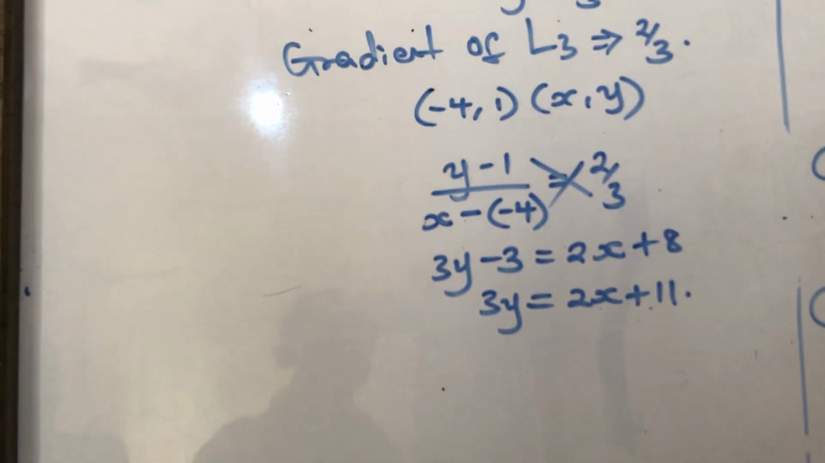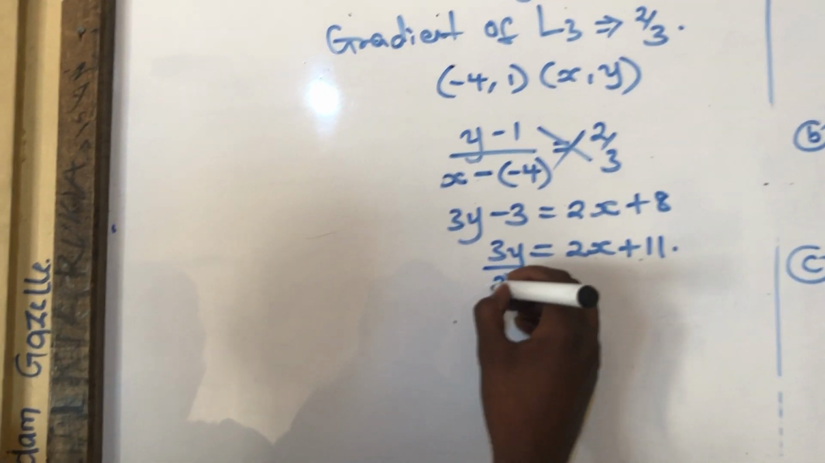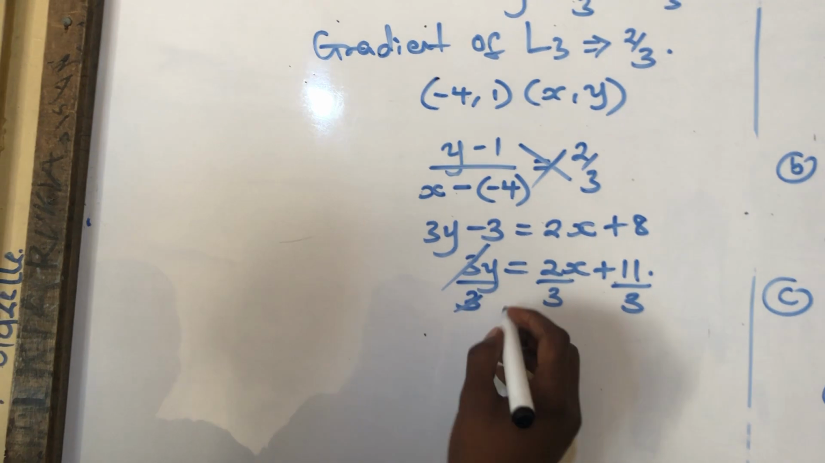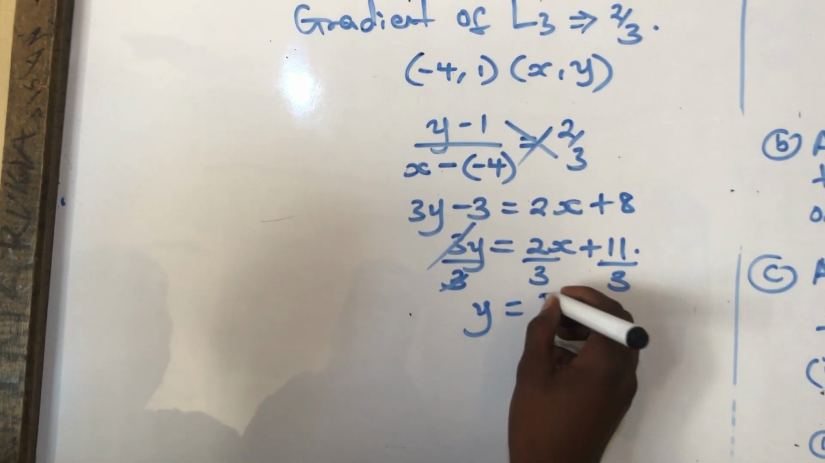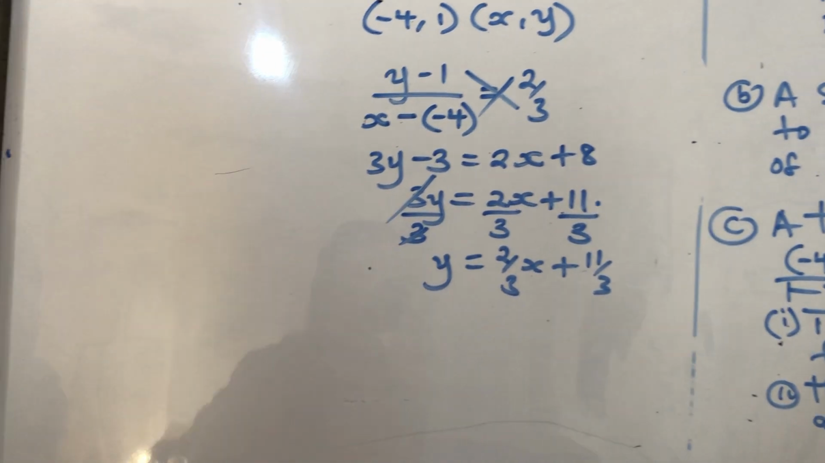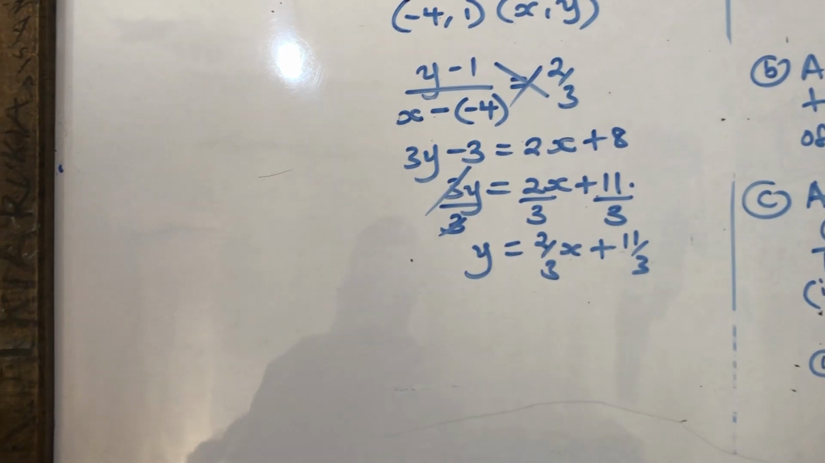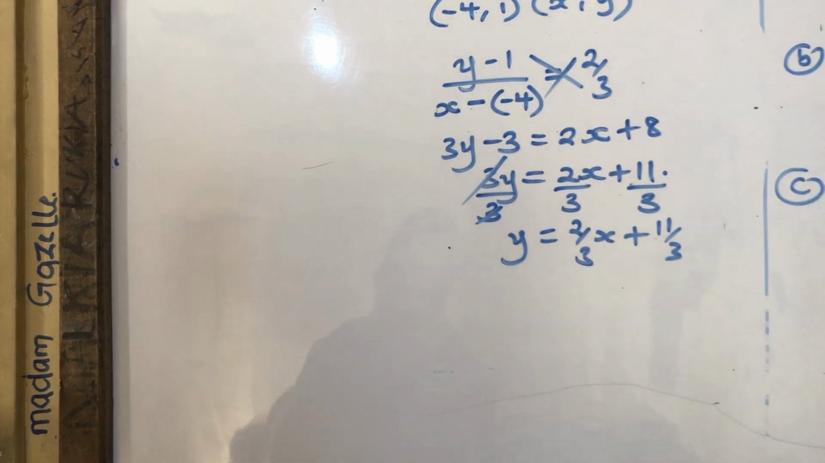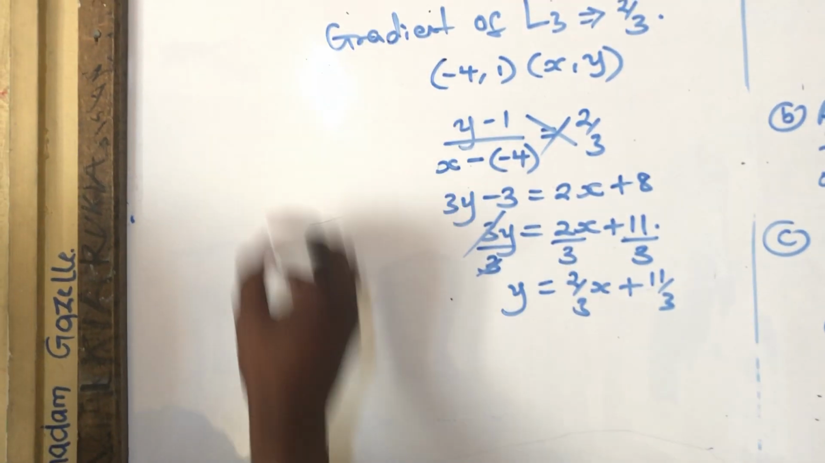What then are we going to do? We'll divide this one here by 3, this one by 3, and this one here by 3. So that what do we have? Y equals 2 over 3 of x plus 11 over 3. That will become the equation of line L3. Which will now bring us to the last part.